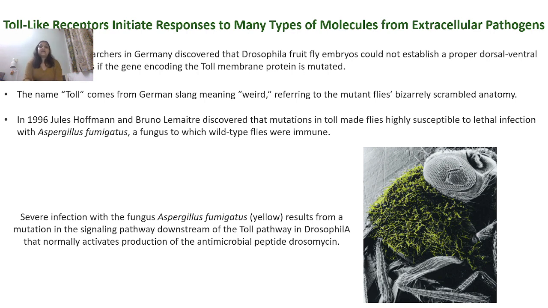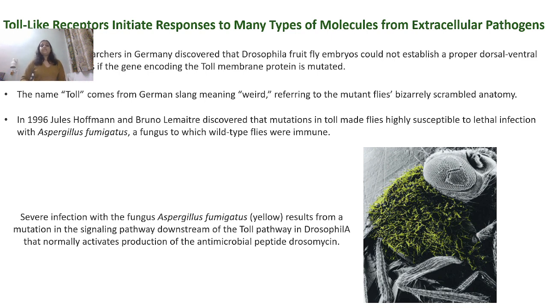researchers in Germany discovered that the Drosophila fruit fly embryos, I hope you all know, Drosophila are the fruit flies, which we can see everywhere in the environment. Those Drosophila fruit fly embryos could not establish a proper dorsal ventral, meaning back to front axis, if a particular gene encoding the toll membrane protein is mutated. They found that if this protein is mutated, there is no proper axis present in that Drosophila. No dorsal ventral axis is formed.